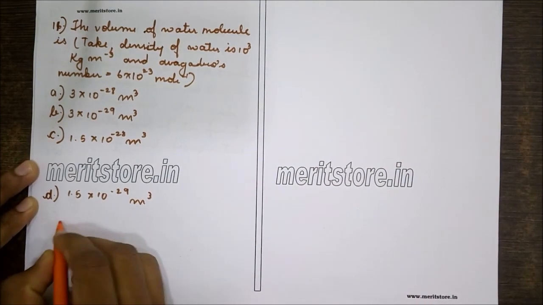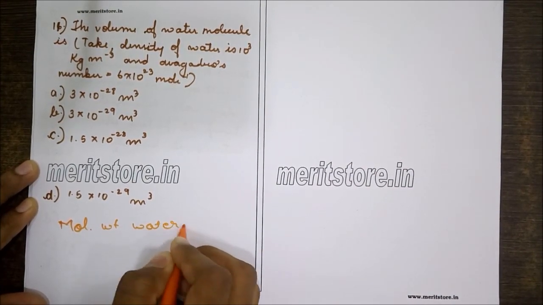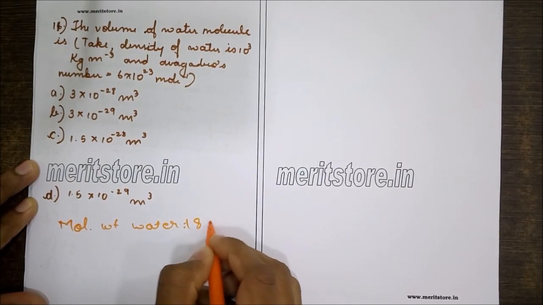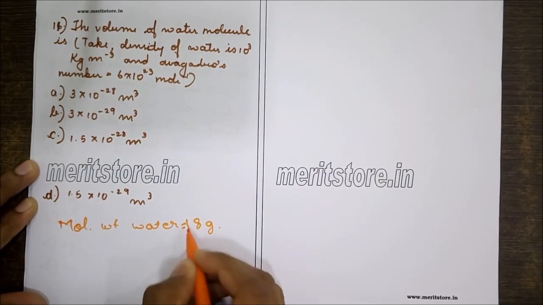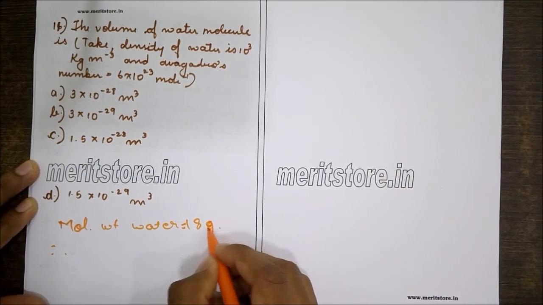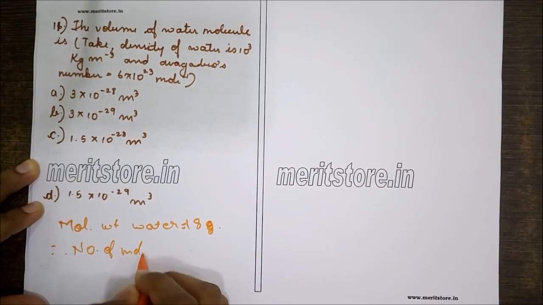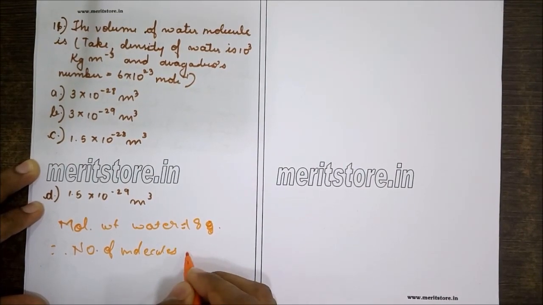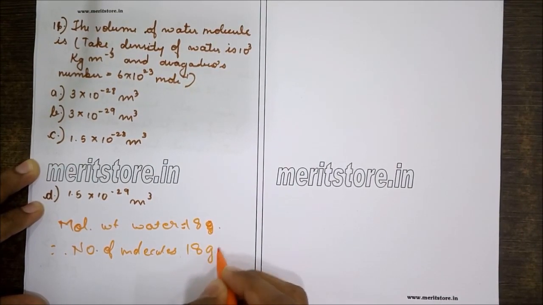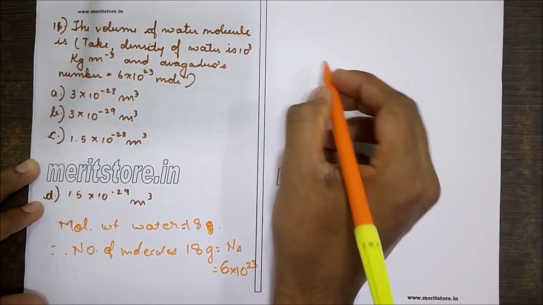So, as we know, the molecular mass of water is 18 grams, and since the molecular mass of water is 18, the number of molecules, if we consider 1 mole or 18 grams, would be equal to Avogadro's number. So the number of molecules would be 6 into 10 raised to 23 molecules in 18 grams.